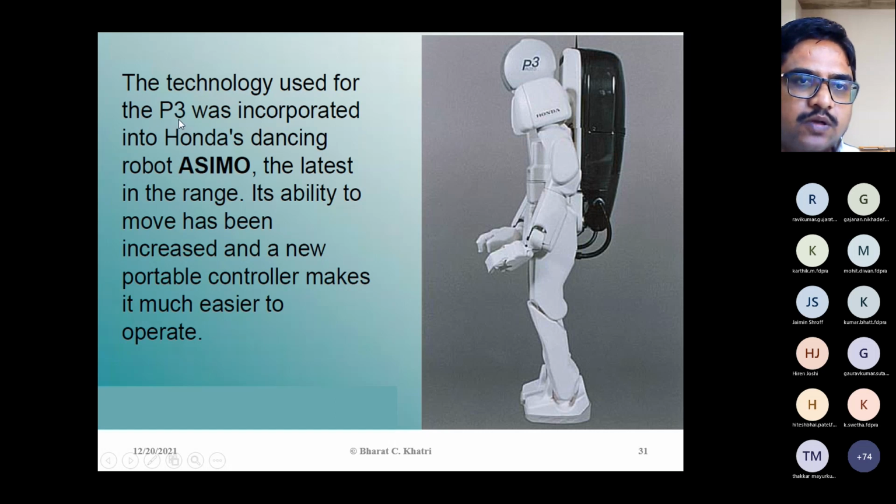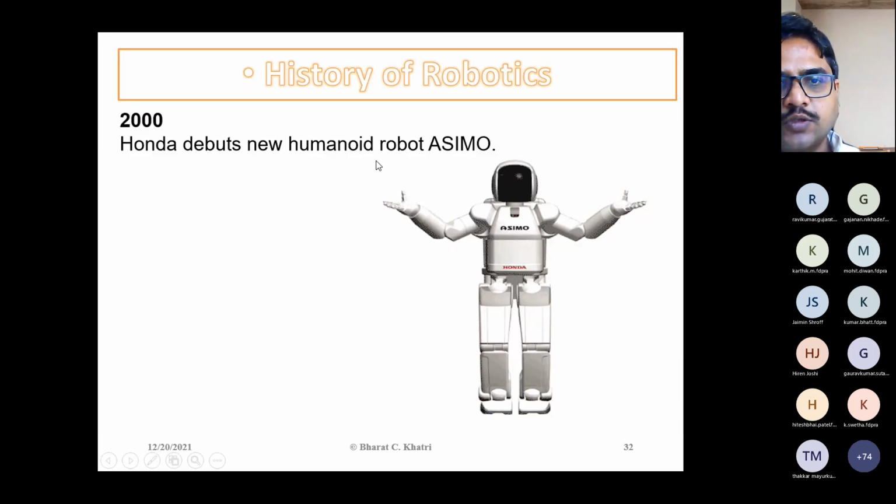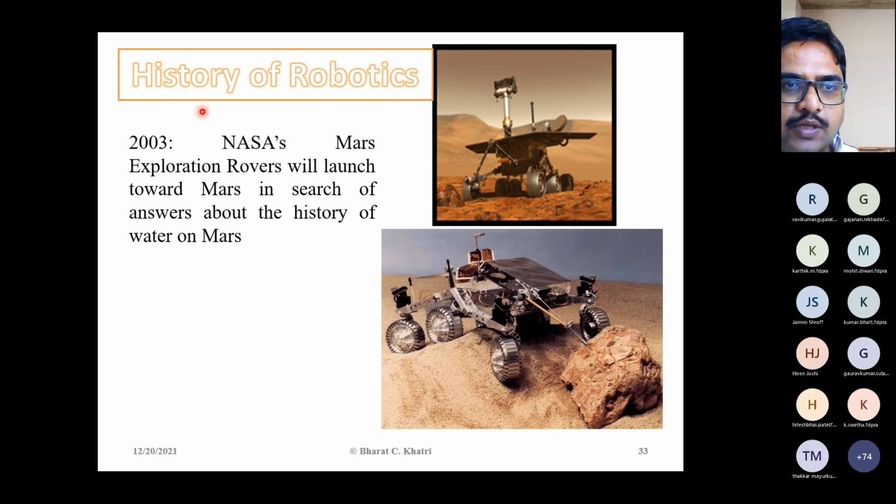And then after that they went for some more advanced things, and they created the Asimo robots that can dance. Its ability to move has been increased. New portable controllers make it easier to operate. So they developed the Asimo humanoid robots. They think about humanoid robots that can be used in the service sector also. NASA also thought about the use of robots in the 2003 Mars mission. So they went for exploration rovers using robotics. Here you can see the photographs of the rovers sent to find water on Mars. That happened in 2003.